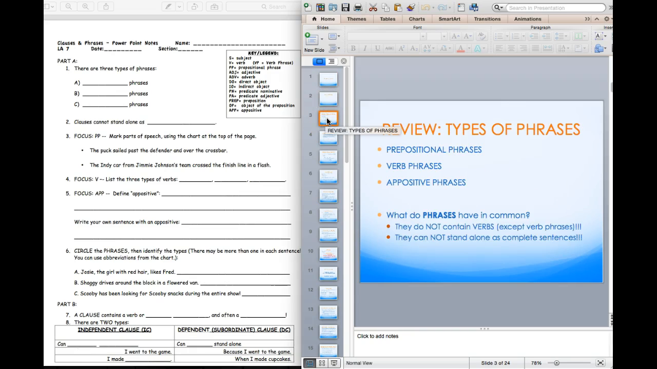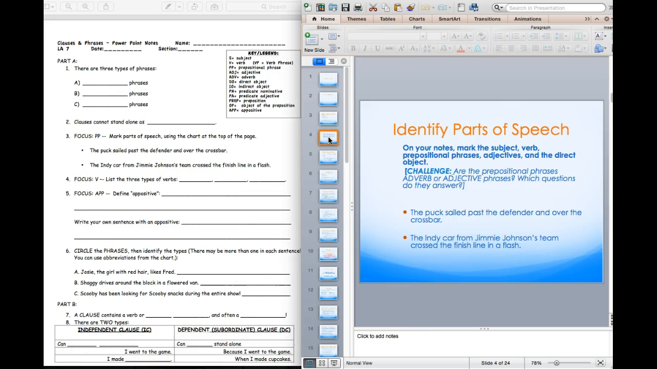So the three types of phrases are prepositional, which we've talked about a lot this year, verb phrases, which we've also covered, and appositive phrases, which we have mentioned a few times. Phrases do not contain verbs, except obviously the verb phrases. But phrases cannot stand alone as complete sentences. They're different from fragments, but they're similar in the sense that they're not complete sentences.